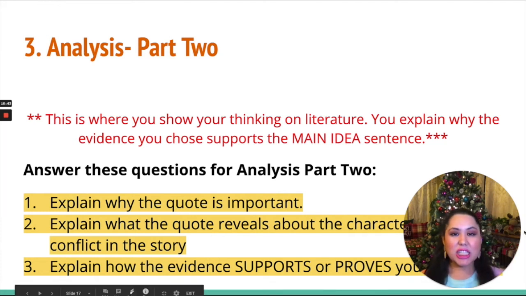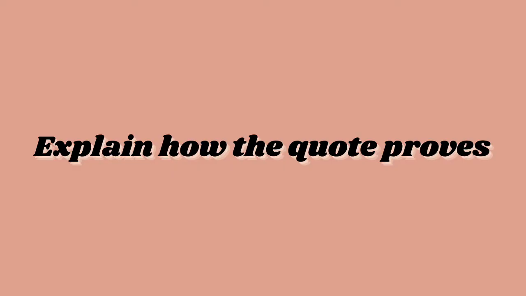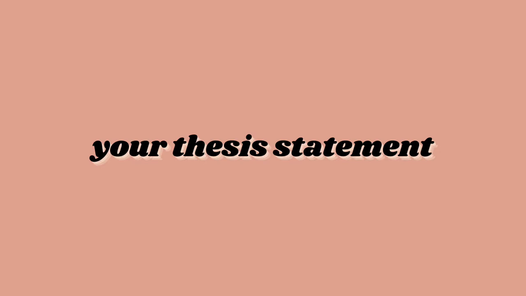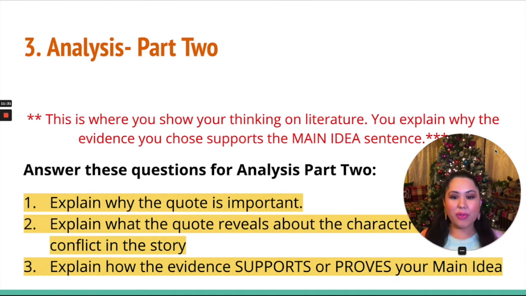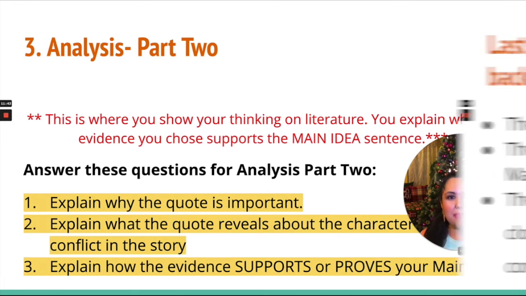Number 2, explain what the quote reveals about the character or conflict in the story. Explain why this quote conveys the ideas that you are saying are true in your thesis statement. It's all dependent upon your thesis statement. Whatever you're trying to prove, that's what you want to say now in your analysis number 2. You're going to be restating what your thesis statement is because you want to prove it, and you're doing that in your analysis. Let's look at number 3. Explain how the evidence supports or proves your main idea. So after you give your evidence, you need to tell us how this evidence proves that main idea, and ultimately the thesis statement.